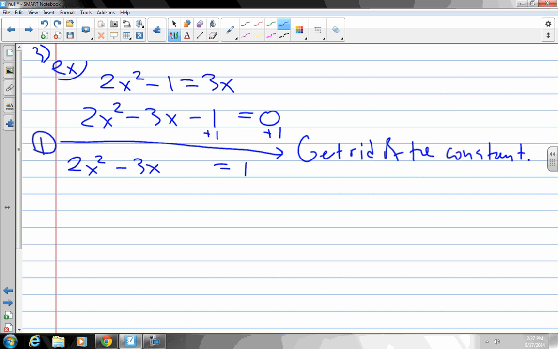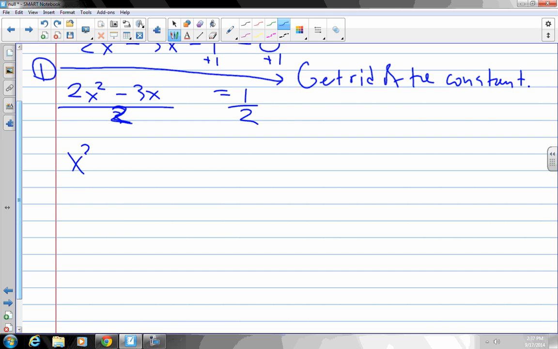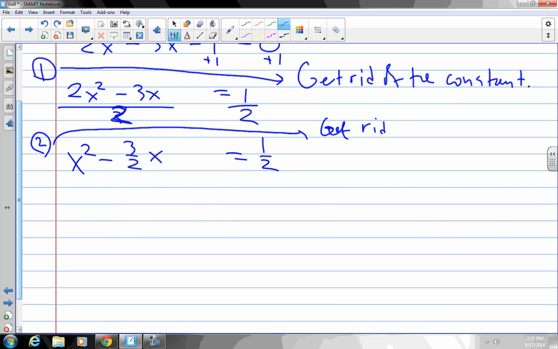We do have a coefficient, so we need to get rid of the coefficients. Well, how would we kill that too? Divide by 2. Thank God for the multiplicative inverses. Yeah, that's what I'm talking about. So divide both sides by 2. So that becomes x squared minus 3/2 x equals 1/2. That's where we're at right now. So the second step, get rid of the coefficient in front of the square.